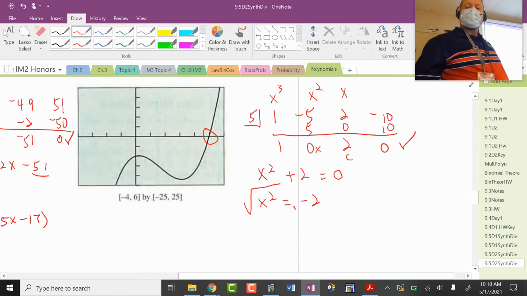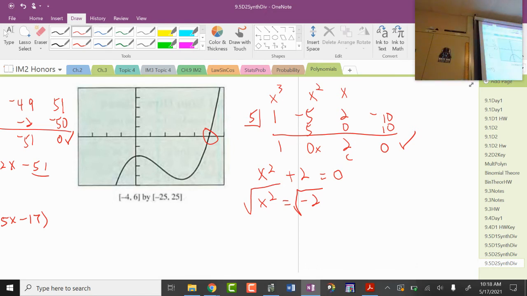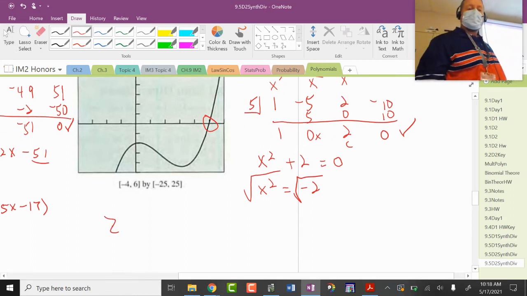What's the square root of a negative? Say it on a Monday. What's the square root of a negative? No, not a positive. What's the square root of a negative? An I number. Come on, get that folder, pull that folder out. Square root of a negative. Then what do I have to put in front of this? Plus or minus. That is the correct thing.